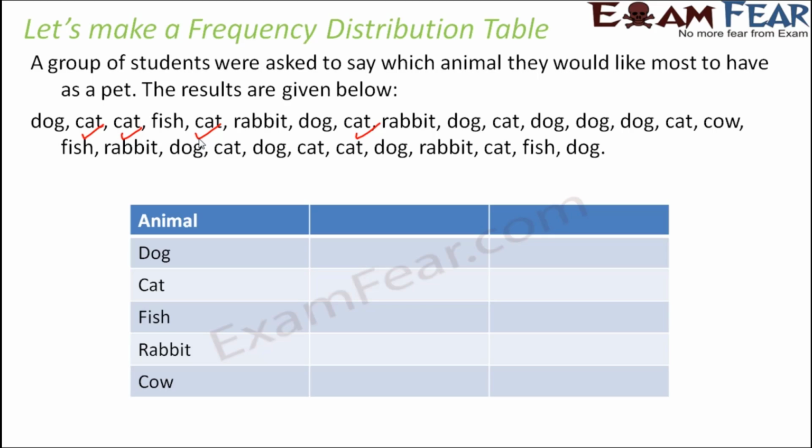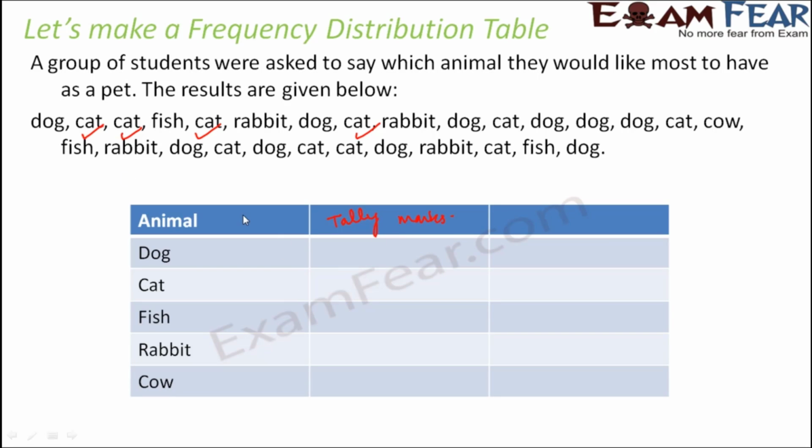Fine. So now once we know this, what we need to do in order to make a frequency distribution table, we need to find how many times each of these entries get repeated. Now when you look at this huge set of data, it is very difficult to directly count the frequency. So what we do, we first write their tally marks. Let's say the second column is for tally marks.